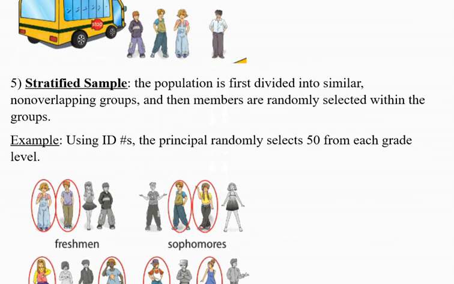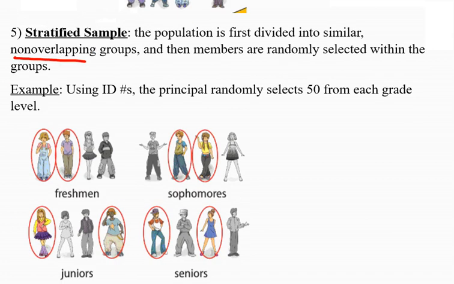Sampling procedure number 5 is called a stratified sample. It comes from strata, meaning groups. The population is first divided into similar, non-overlapping groups. Non-overlapping meaning that there's nobody who is in more than one group. Then members are randomly selected within each of the groups. So, using ID numbers, the principal randomly selects 50 from each grade level: 50 freshmen, 50 sophomores, 50 juniors, and 50 seniors. Stratified sampling is used when you want equal representation from different groups. You don't want to just randomly oversample seniors or freshmen or something like that. That might lead to some inherent bias.